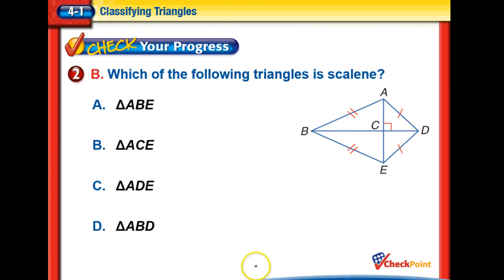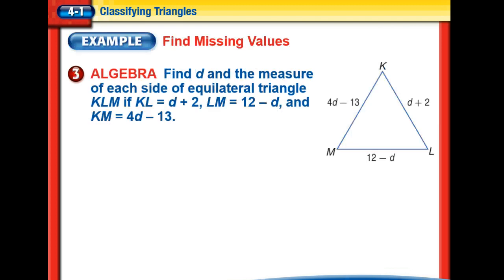Number 2B, again, same drawing. Now they want to know which one of these 4 triangles is scalene, so none of the sides are congruent. Okay, we're done with question number 2.